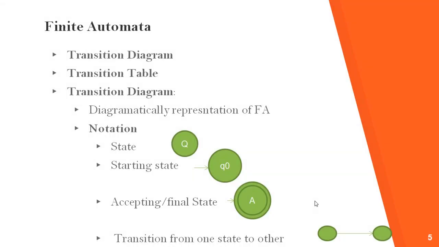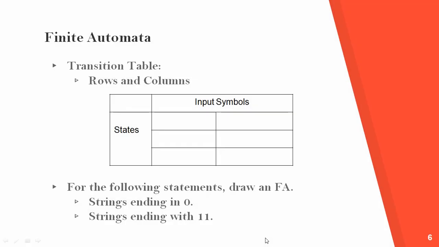Also we discussed how we represent the finite automata in two ways. First is the transition diagram, then second is the transition table. In the transition diagram, we diagrammatically represent our finite automata. For that, a circle represents a state, a circle with an arrow before it represents the starting state, a double circle we represent as the final state or acceptance state, and the transition from one state to another state we represent likewise. Also we discussed the transition table, meaning how we represent our finite automata by using the transition table.